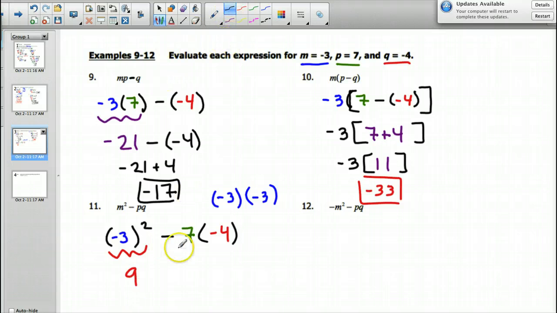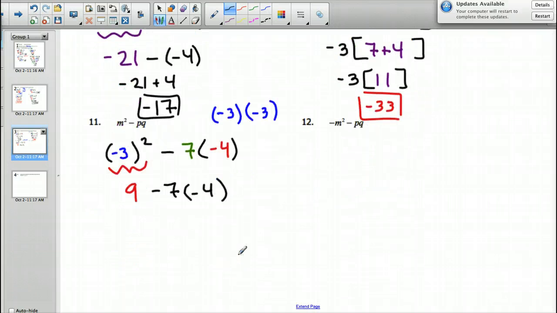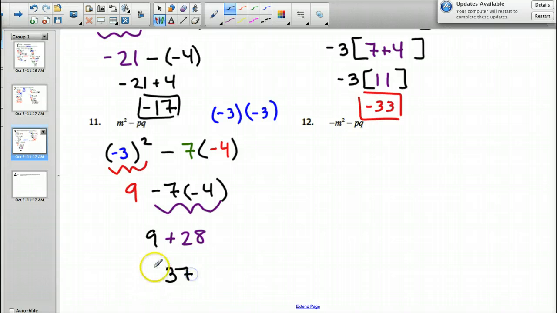Then I have minus 7 times negative 4. The next step I'm going to do is my multiplication. So I have a negative 7 times a negative 4. Again, a negative times a negative is a positive, so this gives me plus 28. So this becomes 9 plus 28, which is 37.